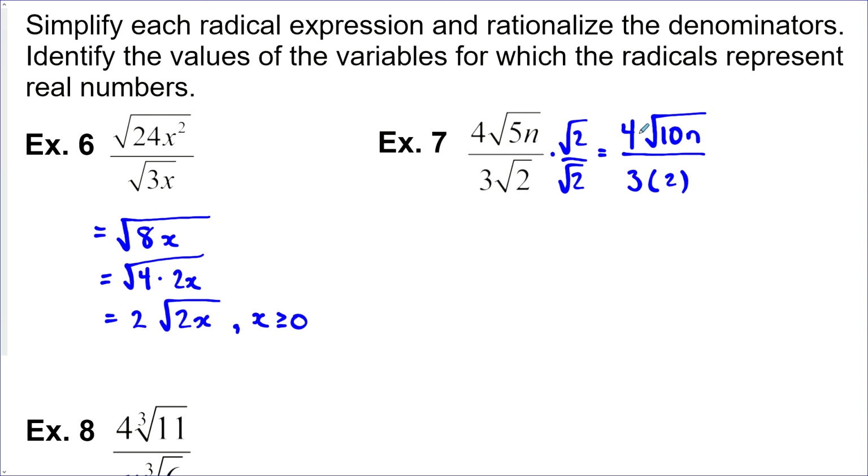Now we see we can simplify. This 4 divided by 2 is 2. And there's our expression, simplified nicely. Our restriction on n, since n is under a square root, and if we wanted real numbers only, n needs to be greater than or equal to 0.